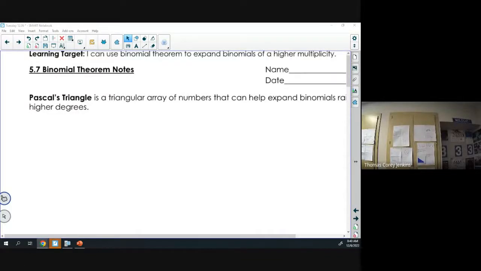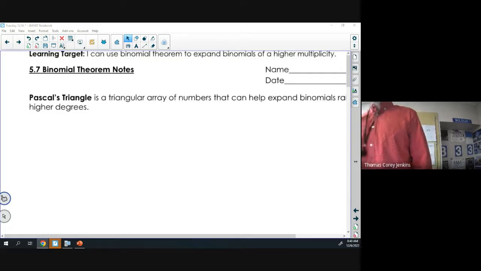All right, guys. So we're going to go ahead and work through lesson 5.7. This will be the last lesson that we cover in chapter 5. It's called the Binomial Theorem. Our learning target is I can use the Binomial Theorem to expand binomials of a higher multiplicity.